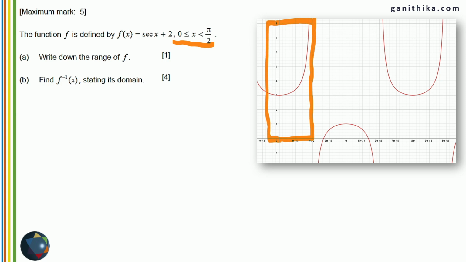The first question is asking for the range of f of x. So you can easily see that the f of x in this particular section of the graph starts from 3 upwards. Therefore, the range is y greater than or equal to 3. Very simple from the graph.